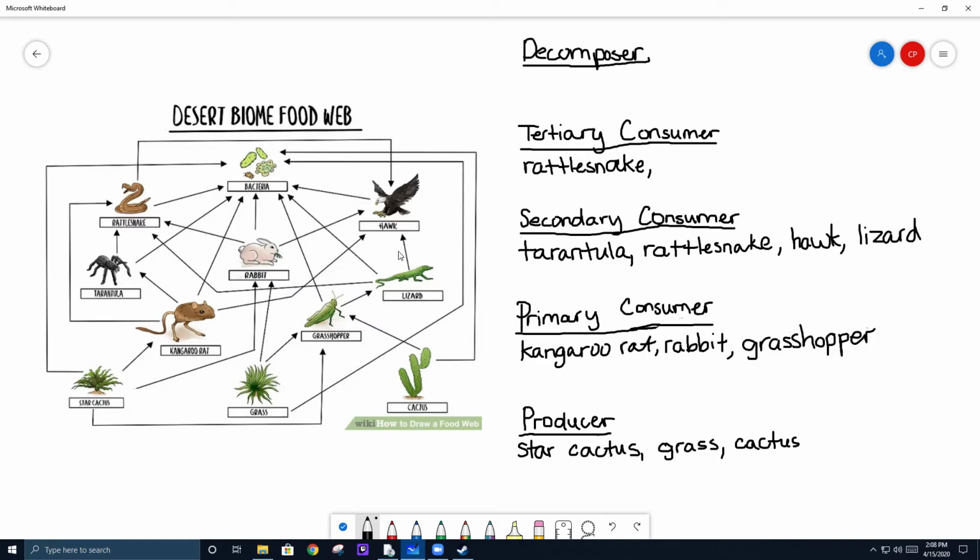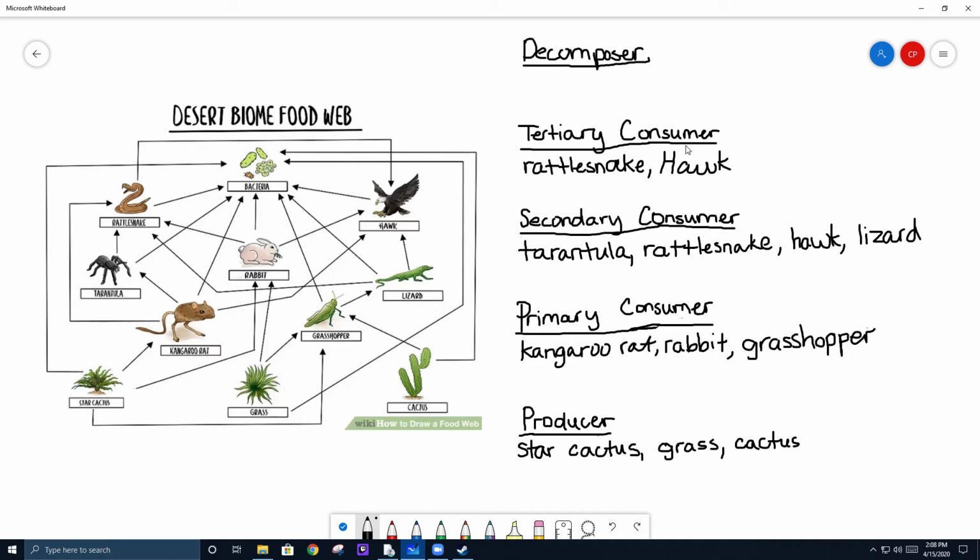And then we have the lizard. The lizard gets eaten by the hawk, so the hawk is also considered a tertiary consumer. So again, anything that eats secondary consumers, even if it's a secondary consumer itself, still gets considered a tertiary consumer.